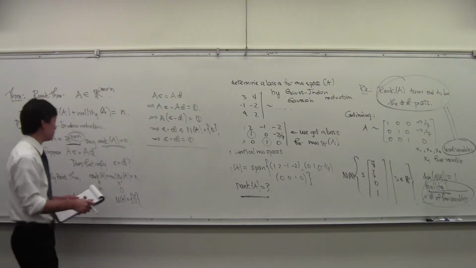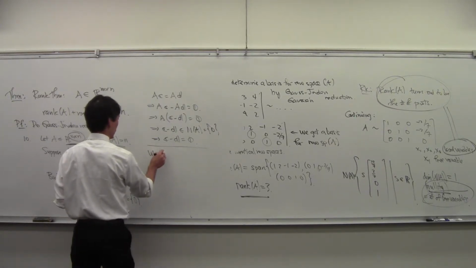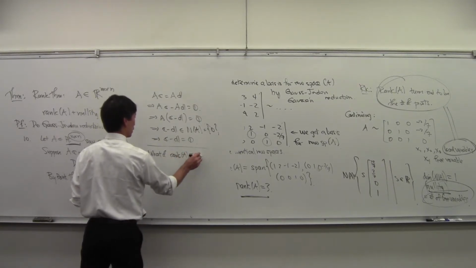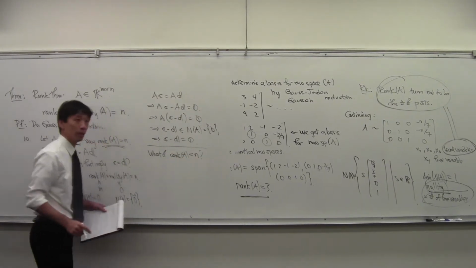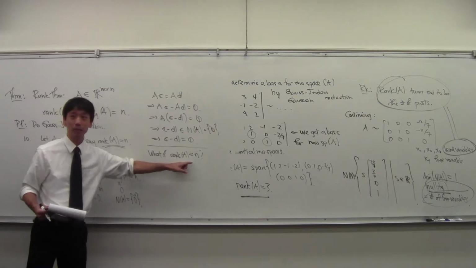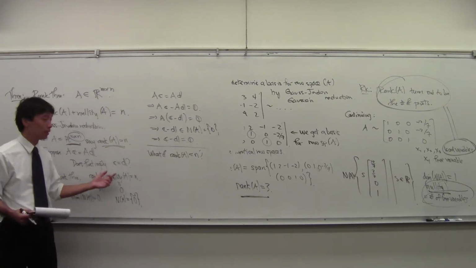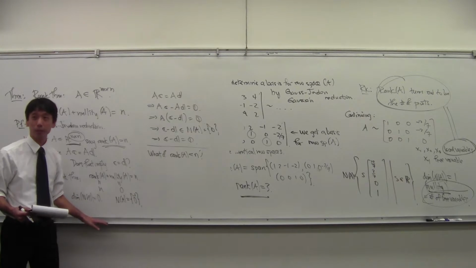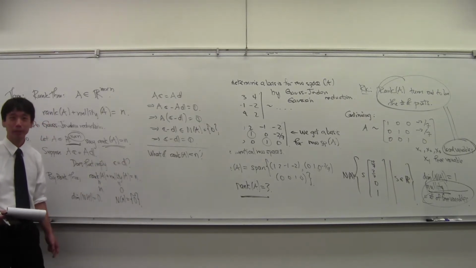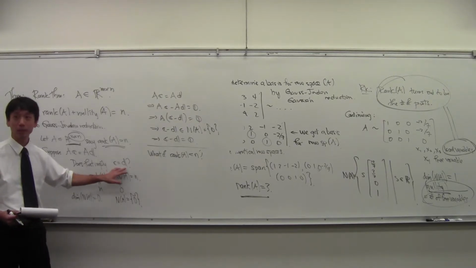Okay. This is actually part 2 of the question: what if the rank was less than n? Then would C equal D? If the rank is equal to n, then C has to be equal to D. What if the rank is less than n? Can anyone see what would happen? Does C have to be equal to D?